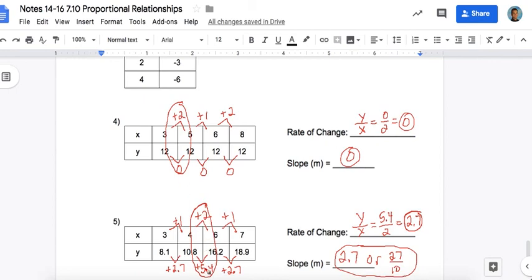So 5.4 divided by 2 was 2.7. Well, 2.7 divided by 1 is also 2.7.